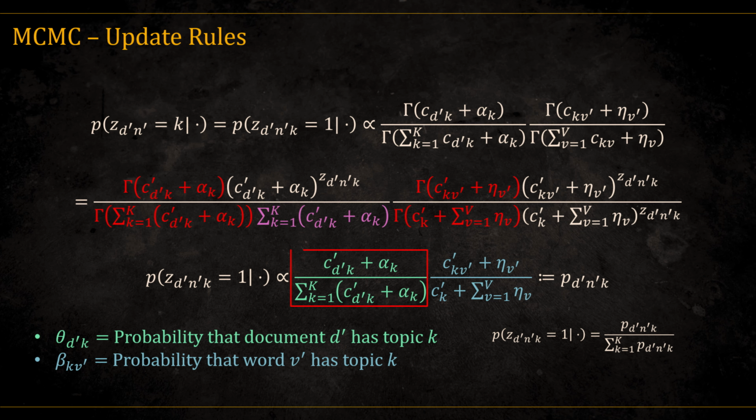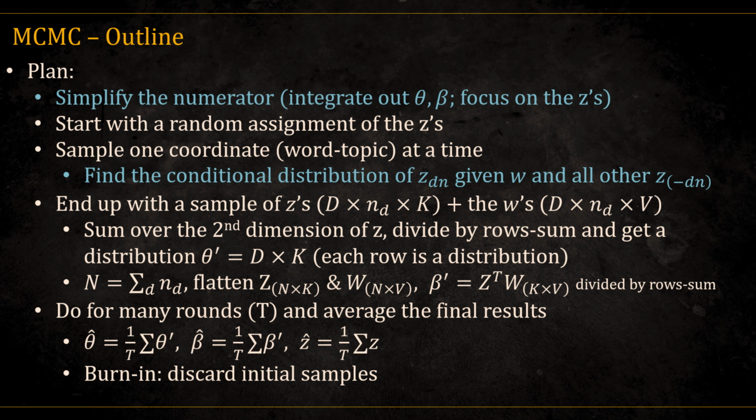Notice the first part aligns nicely with the probability of document D' having topic K, where the alpha weights serve as a sort of prior on that specific K topic, times the probability that word V' has topic K. Again, the etas serve as a prior on that specific word. The final probability is of course normalized by dividing by the sum over K. We've simplified the numerator and found the complete conditional distribution. We can now do Gibbs sampling just like I explained in the outline earlier.